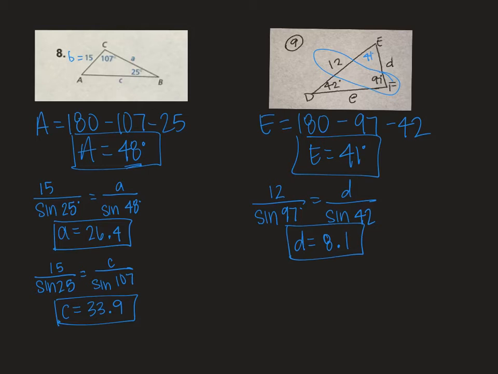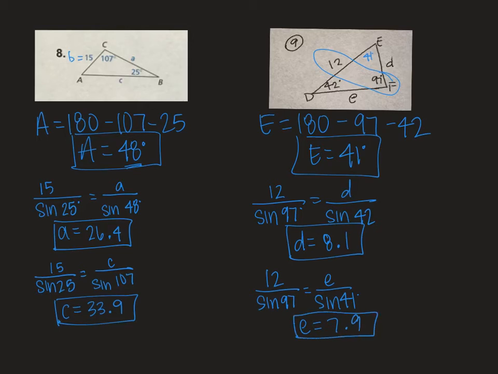And then I'm going to do the same thing for side E. So I'm still going to use 12 and sine of 97. And I'm going to set that equal to side E over the sine of 41 degrees. So 12 divided by the sine of 97 gives me that 12.0901179, so on. And then I'm going to multiply that by the sine of 41, which is going to give me about 7.9 for side E.